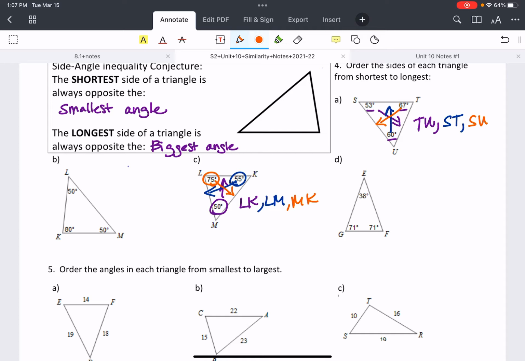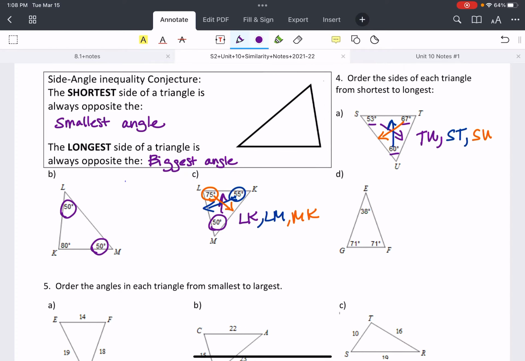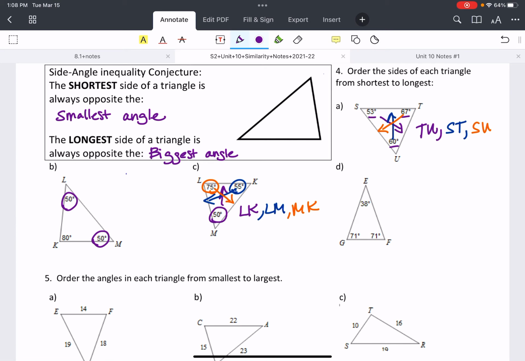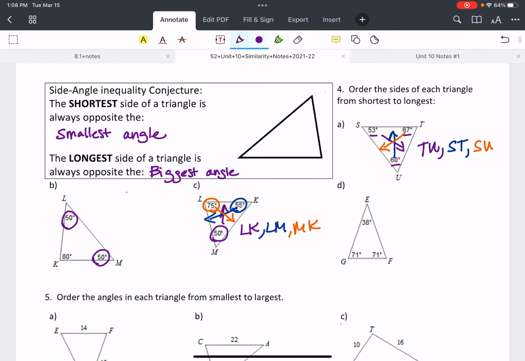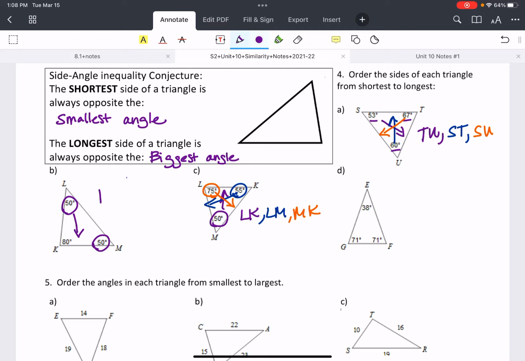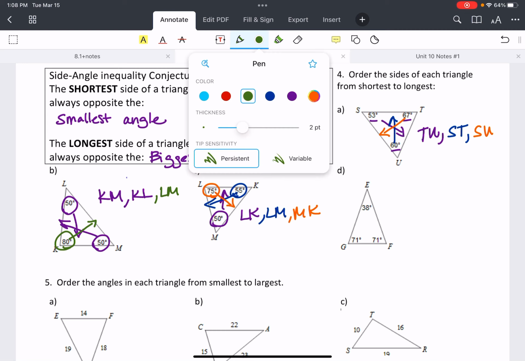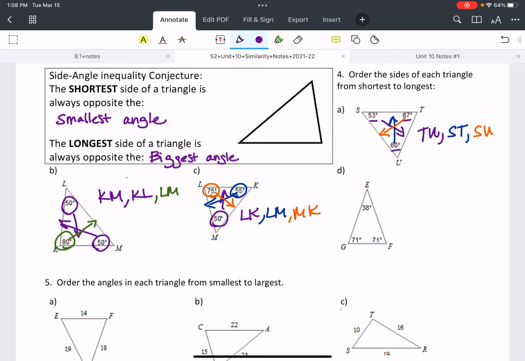B and D are a little tiny bit different in that we have here two 50s. They are both the smallest angle, so we can just pick one. I'm going to use this top one first. So I'm going to put KM first, and then do KL. And then we have our second one, which is our 80. That side is LM.